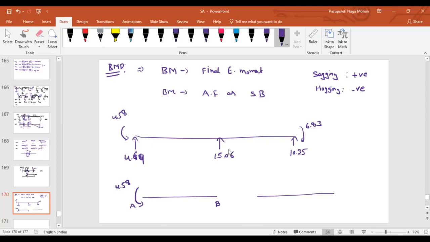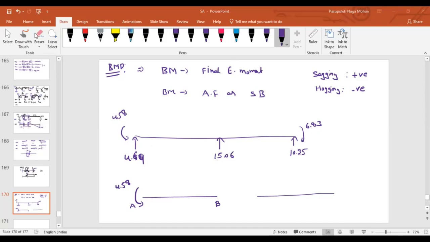Once more I'm saying, imagine that there is some book in your hand. Left hand your A, right hand your B. At A, try to apply the anti-clockwise moment and tell me where you will get tension. Upward fibers or bottom fibers? Top fibers tension, sir. If top fibers are in tension, it will be counted as hogging, negative.